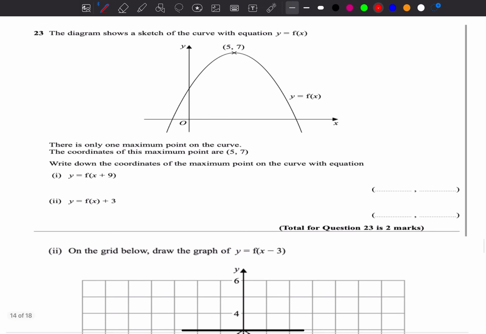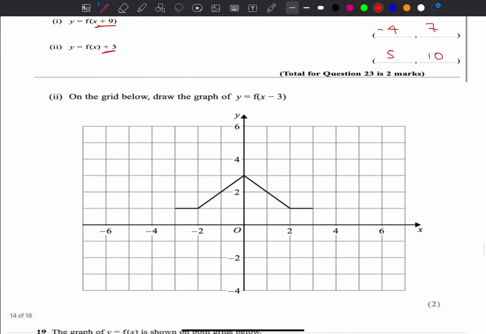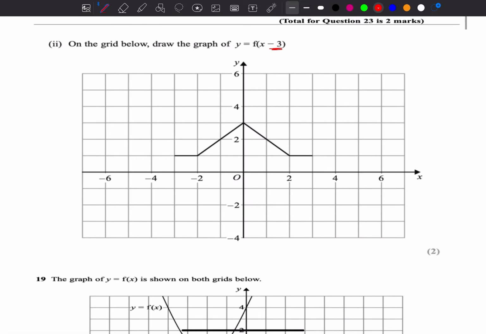Inside the bracket is for the x value. You do the opposite. The x value, so take away 9, so minus 4, comma 7. Outside the bracket is for the y value. You do the same thing. Remember, 7 add 3 is 10. Good. Inside the bracket, the x value, you do the opposite. Remember, not left 3, it's right 3. You move right 3. That point moves right 3, 1, 2, 3 here. That point will be here. That point moves 3 places to here.